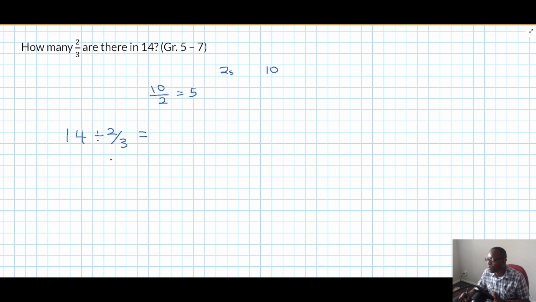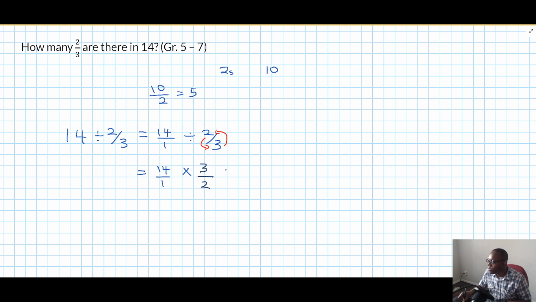I like to always work with fractions. Everything must be a fraction just so it's easy to work with. I'm going to convert 14 to a fraction with a denominator of 1. We divide by 2/3. And the rule is we leave the fraction on the left hand side, and then we change this to a multiplication, and then we switch the positions of the numerator and denominator on the right hand side. So that's going to give us 3 over 2.